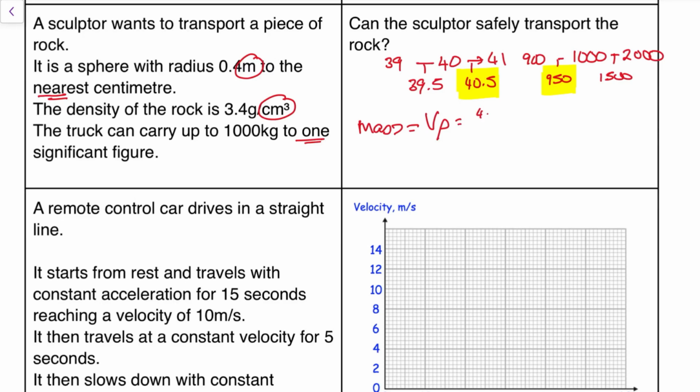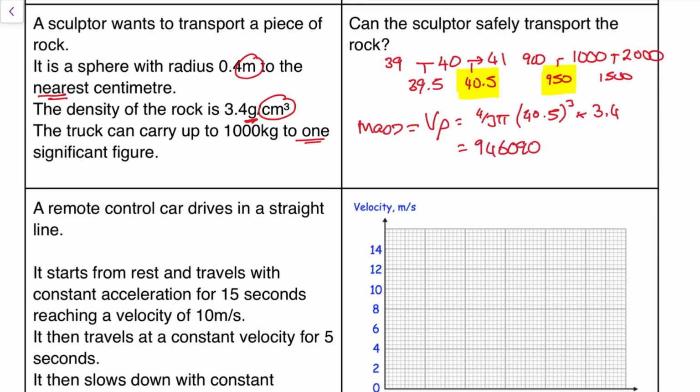And the volume of a sphere is 4/3 pi times the radius cubed. And if I want the biggest sphere, it's going to be the biggest radius. So it's going to be 40.5 cubed. And then times by the density, which is 3.4 grams per centimetre cubed. So I'm working in the correct units. So I'll put that in my calculator, which I'm going to do quickly. So 4/3 times pi times 40.5 to the power of 3 times 3.4 gives me 946,090.